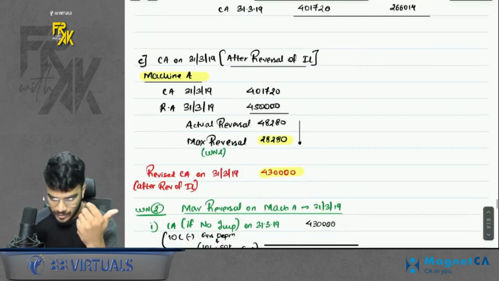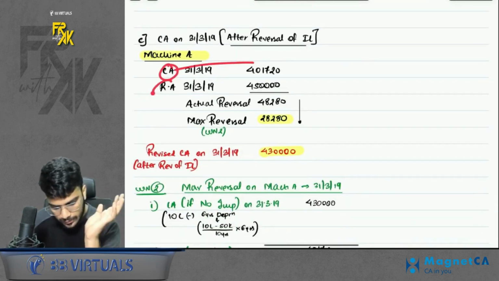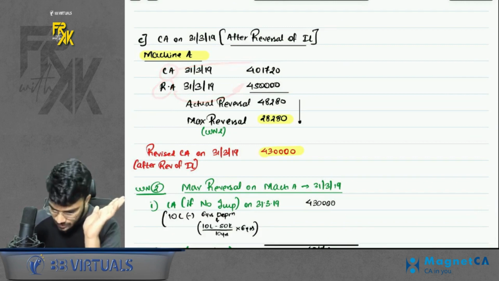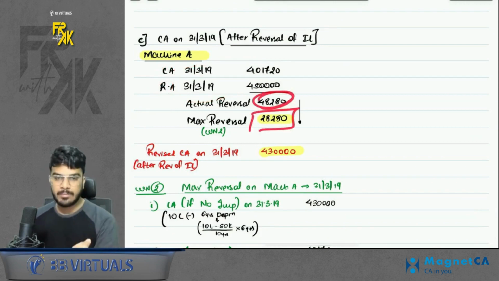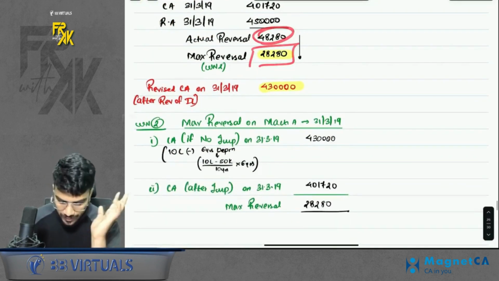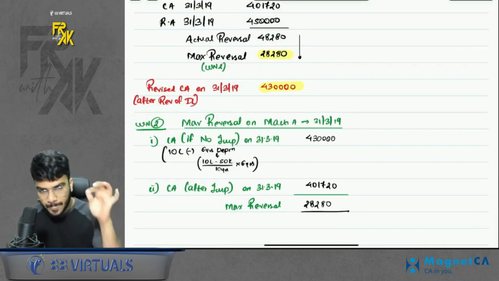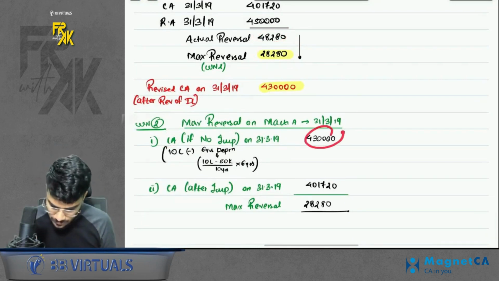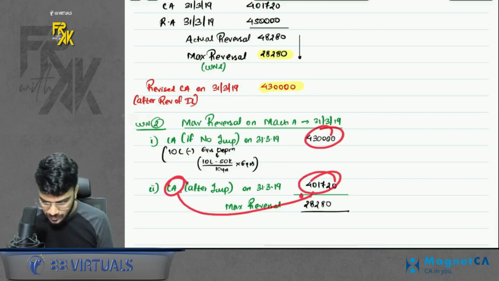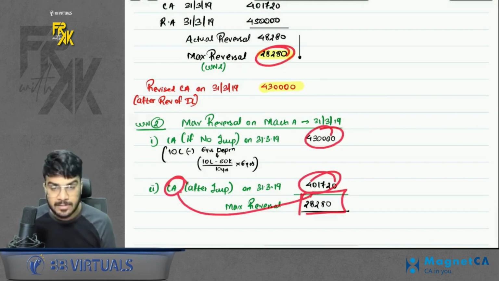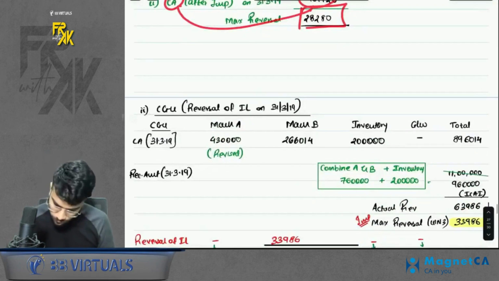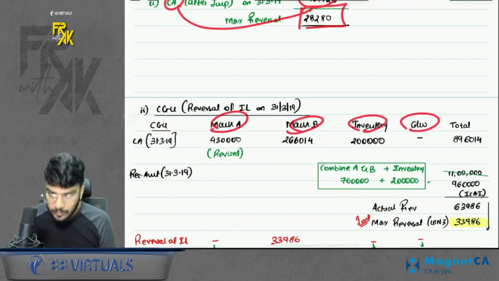How do we do the reversal of machine A? We have the carrying amount, recoverable amount given in the question. So first the actual reversal, then you will find the maximum reversal. Maximum reversal, it is very simple. Find the carrying amount of machine A today if there was no impairment, this much, and carrying amount after impairment, this much. You will get the maximum reversal. So I will reverse this much. In CGU, there will be 4 assets: machine A, B, inventory, goodwill.